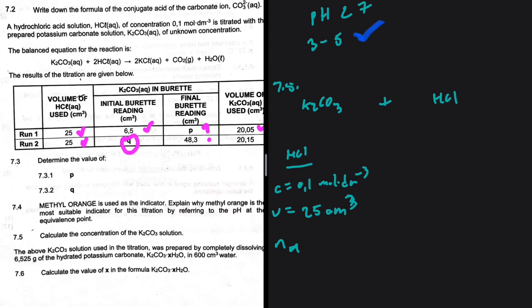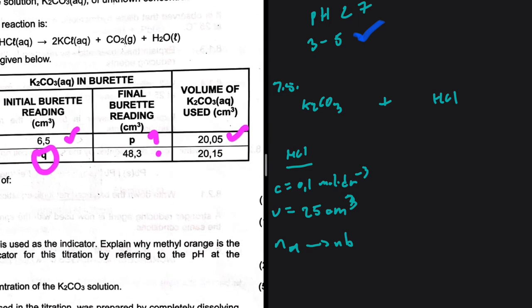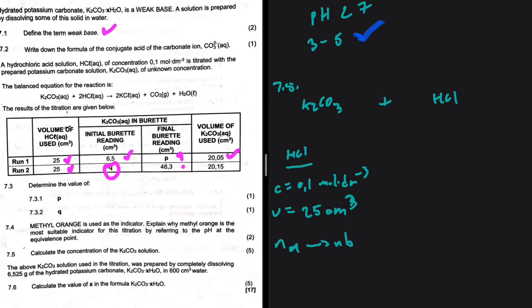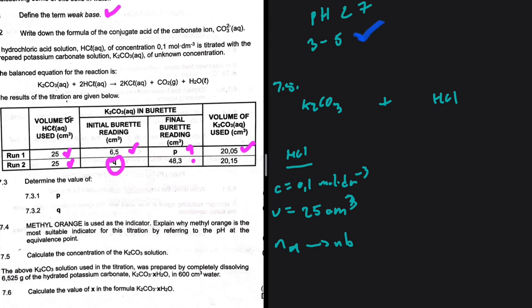With the number of moles of acid, use balancing coefficients, find the number of moles of base. With the number of moles of base, I just need the volume of the base to therefore find the concentration of K2CO3. Okay, so which volume of K2CO3 am I gonna use? We have 20.05 in run 1, and then in run 2 we have 20.15. So which one do we pick between these two?